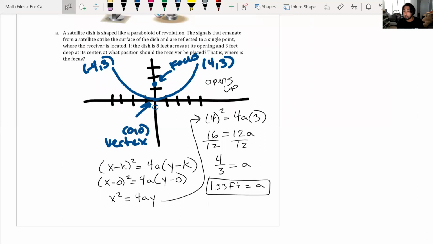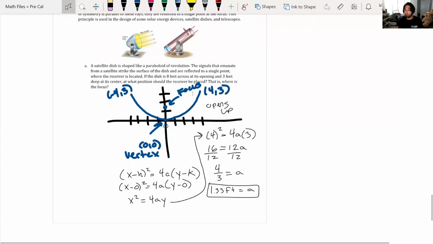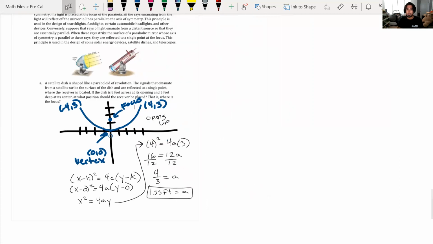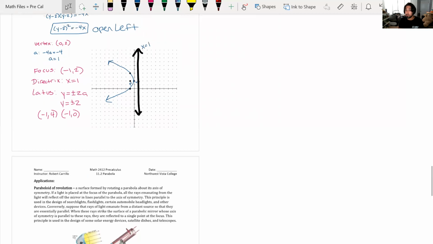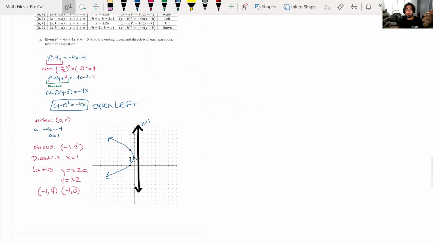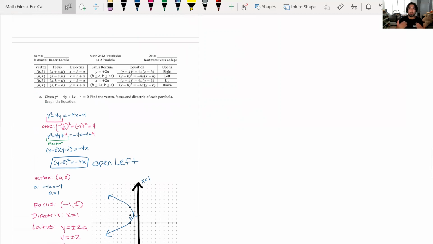Okay. And that's it. So that's how you find other pieces of information. So we were given the vertex and we were given a point on the graph. If we're given the vertex and a random point on the graph, we can find the value of A, which can help us find the focus, and it could also help us find the directrix if we were asked for the directrix. And as well, it can help us find the latus rectum. All right, guys. That is parabolas. So just know what equation to use, know the direction. So if you know the direction, you know which equation to use, and if you know the value of A, you're all set. You have all the pieces you need.